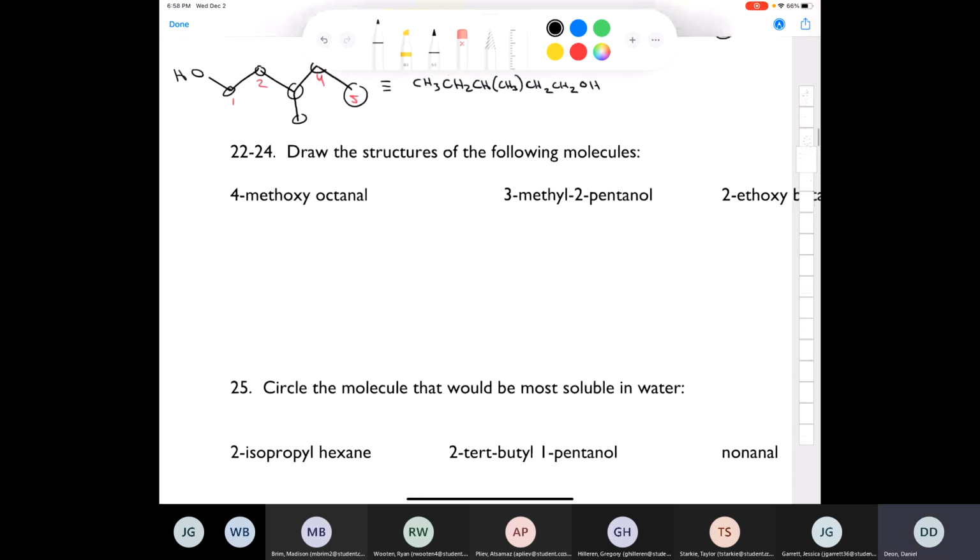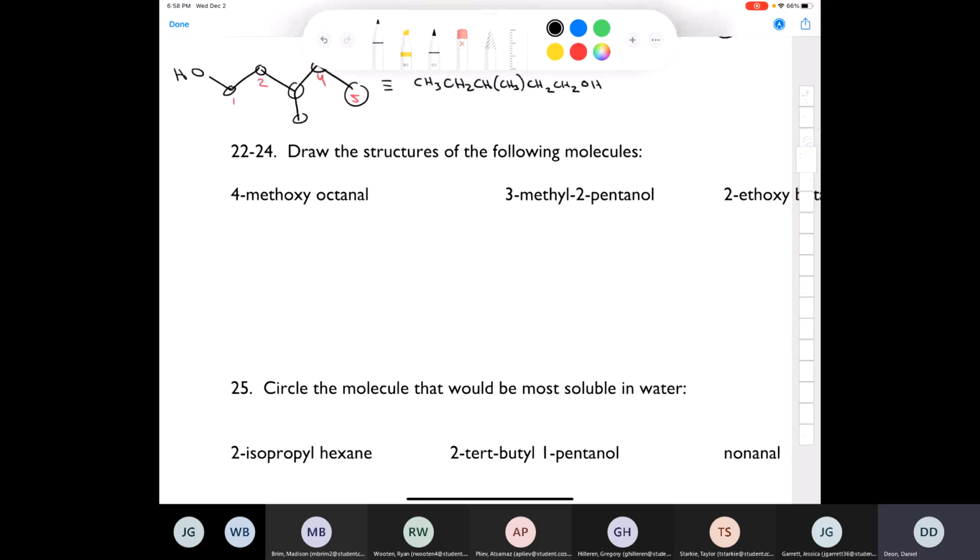Next, we're asked to draw structures of the following molecules. Let's do the first one, 4-methoxyoctanol. There's an error here. There shouldn't be a space there technically, but whatever. So why don't we start by drawing the parent, octanol.